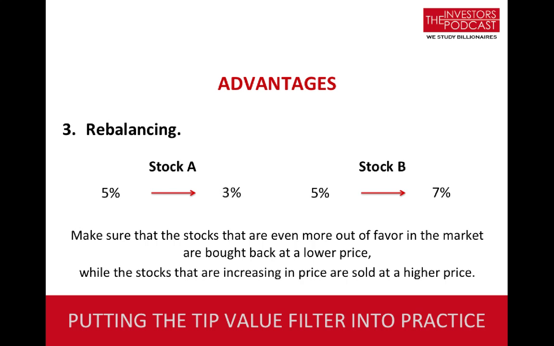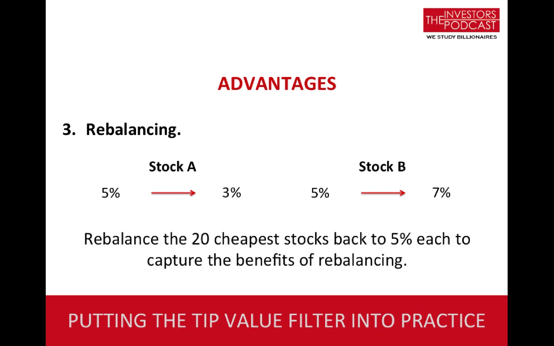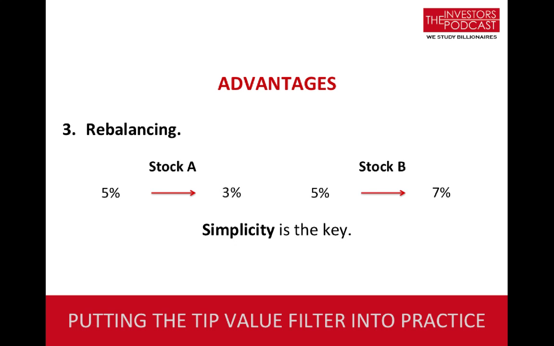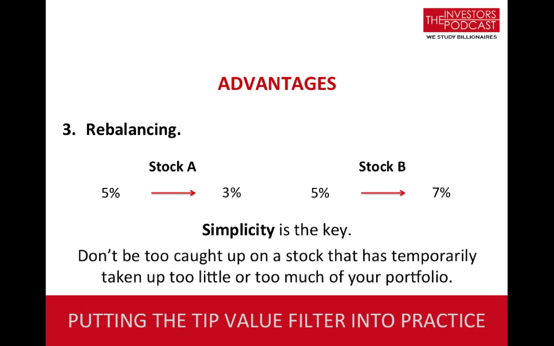In practice, what I suggest is that you rebalance into the cheapest 20 stocks, again back to 5% each, to capture the benefits of rebalancing. Again, simplicity is key here, so don't be too caught up on the stock temporarily taking up a little more or a little less of your portfolio than the 5%. If you rebalance quarterly or even just annually, you should be just fine.